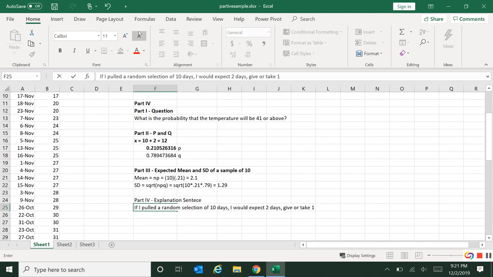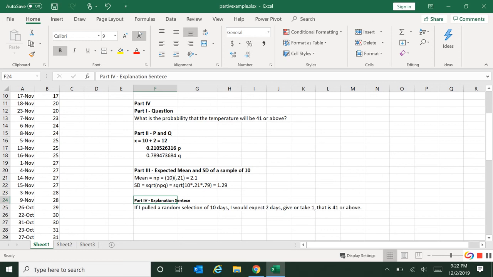I suppose you could, though. You could say part of the day was above, part of the day was below. Give or take one day, that is 41 or above. So that's what it means. That's the last little bit. If I polled a random 10 days, I'm expecting I'd get about 2 days, give or take one, that it's 41 or above.